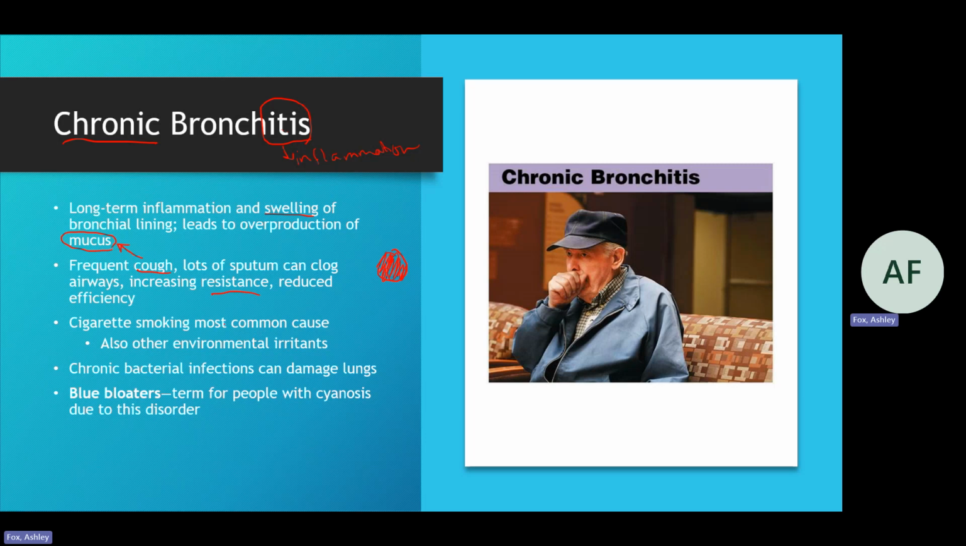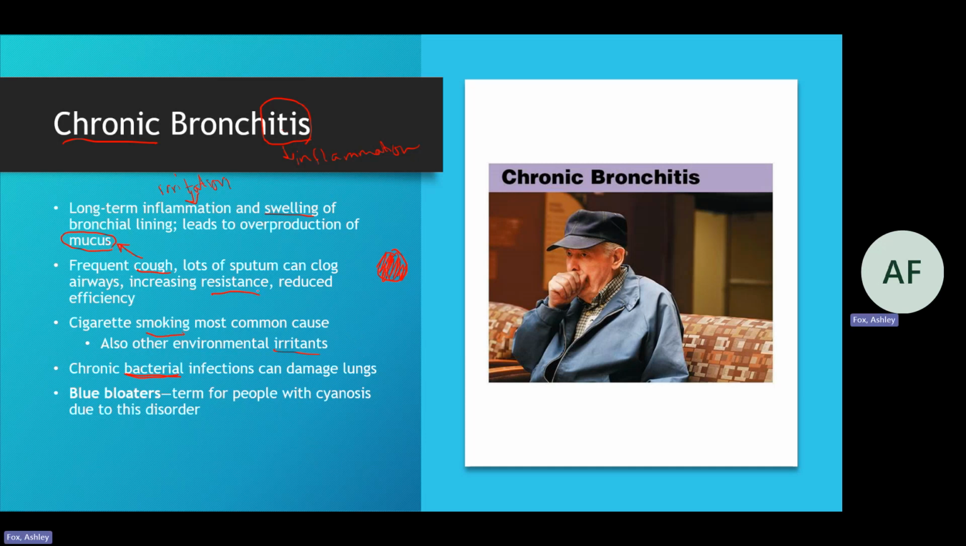This is also often caused by cigarettes or anything that's irritating, because irritation leads to the inflammation, which leads to the mucus. Smoking is constantly causing irritation. So anything that's causing a lot of irritation will lead to inflammation. Oftentimes with long-term inflammation and damage to the tissues, you can have bacterial infections, and that can lead to more inflammation, which can damage the lungs further.